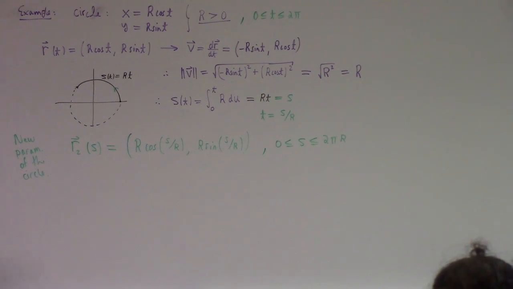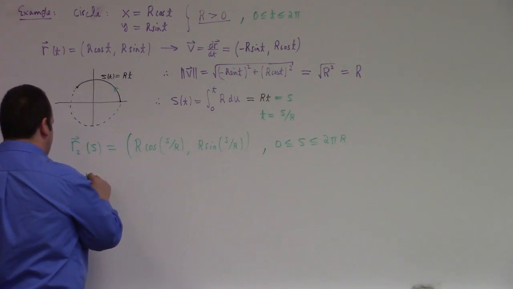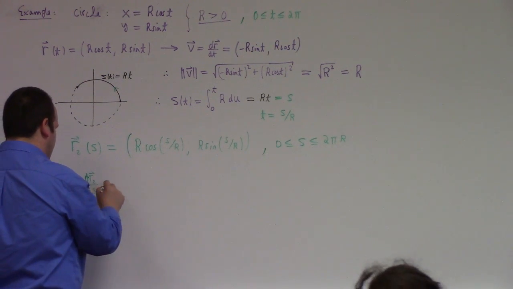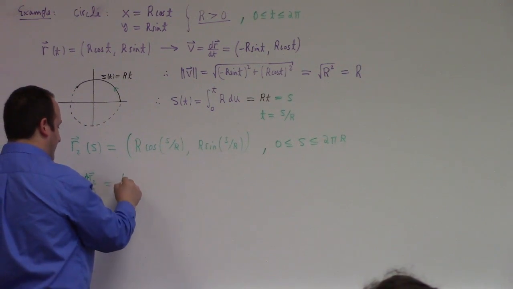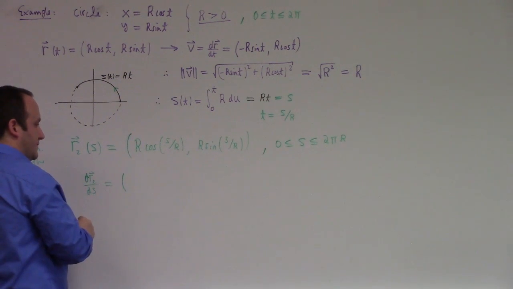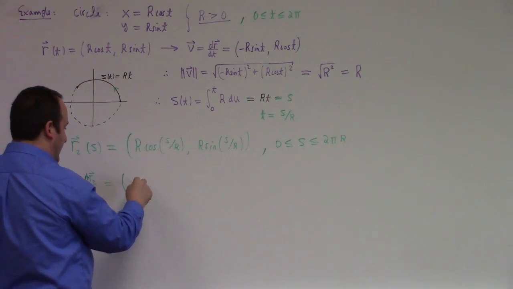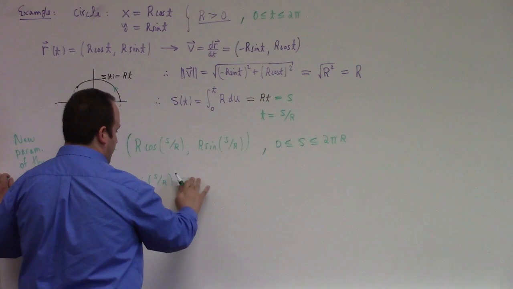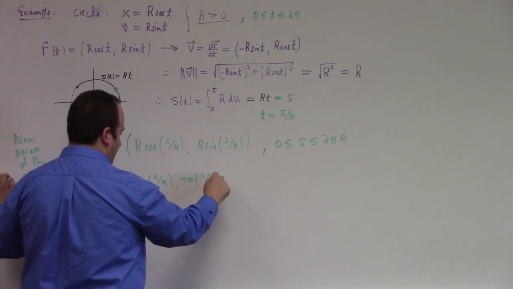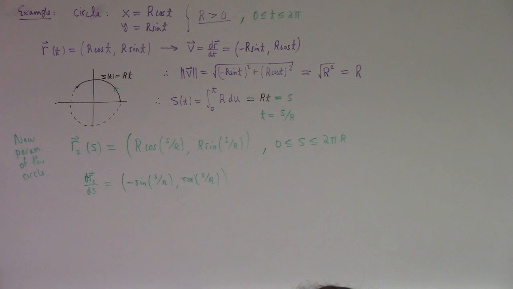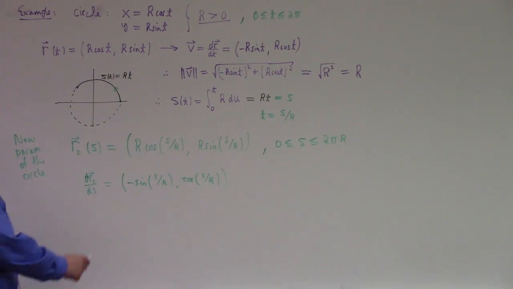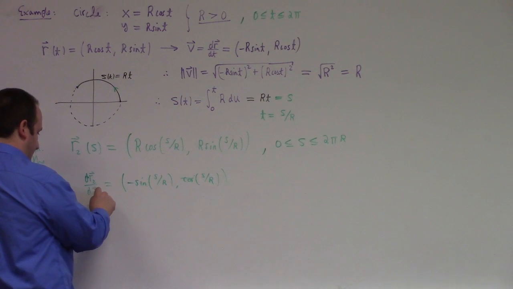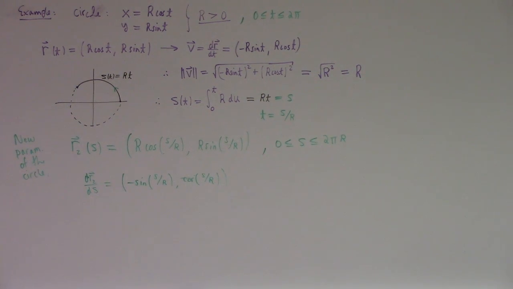What would be the speed for r2? What happens if you calculate dr2 ds? What's that equal to? Chain rule pulls out a 1 over r, right? So I get minus sine of s over r, and just cosine of s over r. s is the variable, I'm calculating the derivative with respect to s. What's the length of that vector?